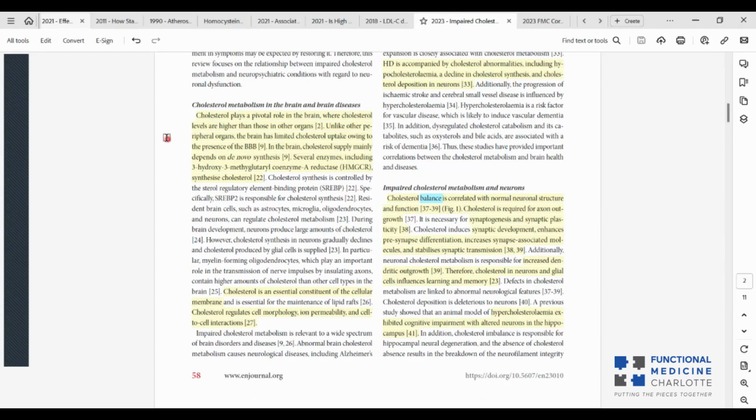Okay, several enzymes, including 3-hydroxy-3-methylglutaryl coenzyme A reductase, synthesize cholesterol. So there's multiple enzymes that lead to cholesterol production.